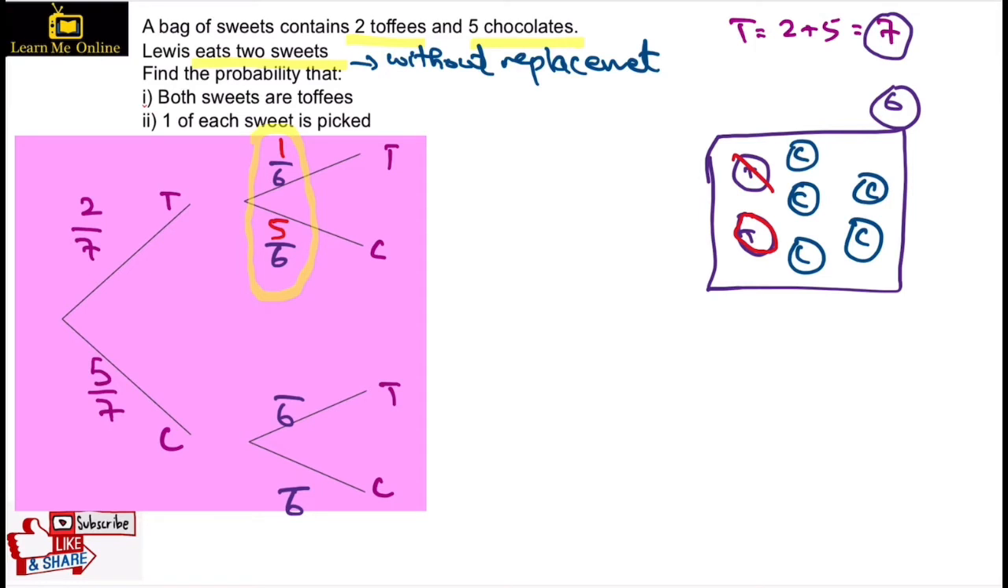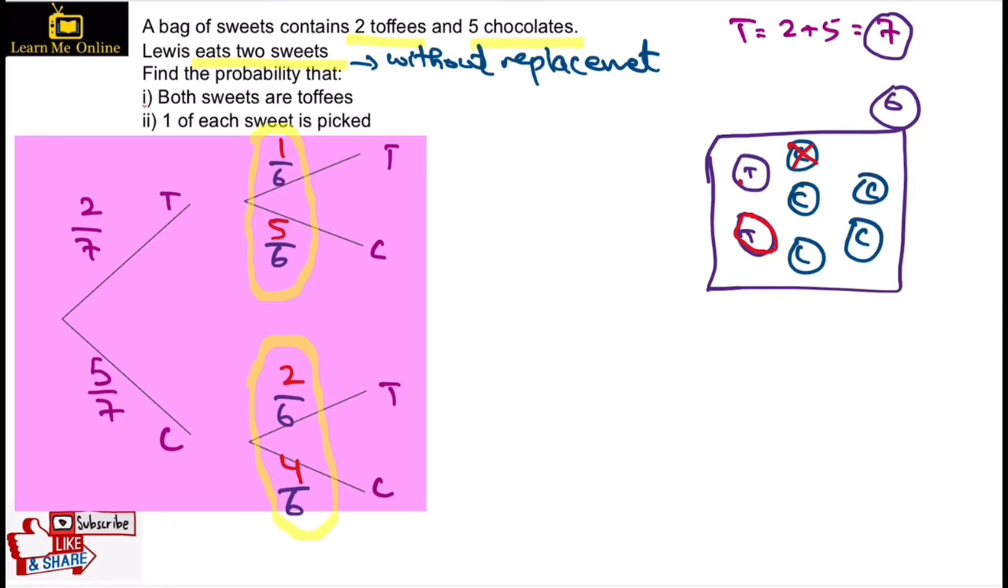Now we're going to consider this time that the eaten one is a chocolate. So I'm going to put the cross on one of the chocolates. So what is the probability of having the toffees now? The total number of the toffees is 2. The probability would be 2/6. Now the new probability of having the chocolates would be 4 over 6, and those 2 would also be adding up to 1. So 2/6 plus 4/6 would be giving you 1. We have got the tree diagram filled in now.